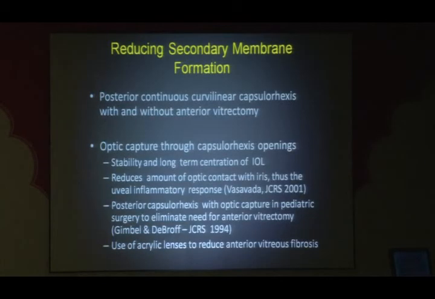And now the big thing is, as alluded to before, you want to reduce secondary membrane formation, and Dr. Tidwell discussed this very nicely and discussed a lot of the optic capture, because you physically want to block that secondary membrane formation, which really develops in children, less so in adults. And Dr. Vasalva also discussed this in an article that he wrote. So posterior capsulorhexis, sometimes with vitrectomy, but we do capture it in the posterior capsule. And acrylic lenses actually reduce the anterior fibrosis.